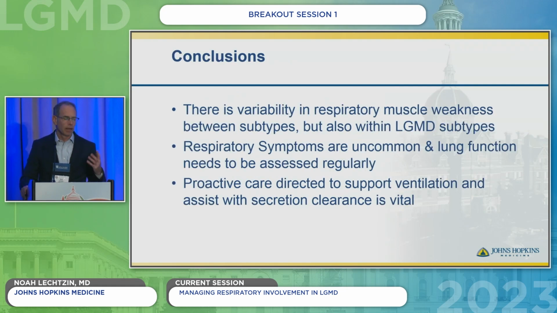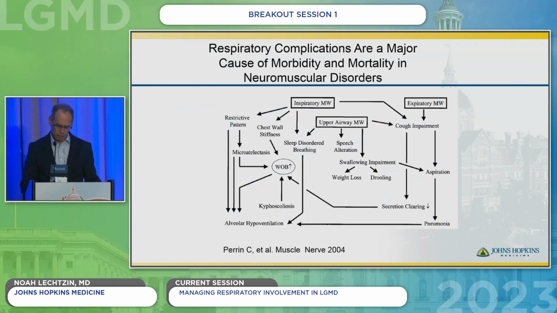Just to conclude, there's a lot of variability in respiratory muscle weakness between LGMD subtypes, but also keep in mind, even within subtypes, there's variability. Respiratory symptoms tend to be uncommon, and so it's really important to follow lung function serially and be vigilant for these. And then proactive care to identify and intervene on these problems can really be incredibly helpful. I'm going to stop there.